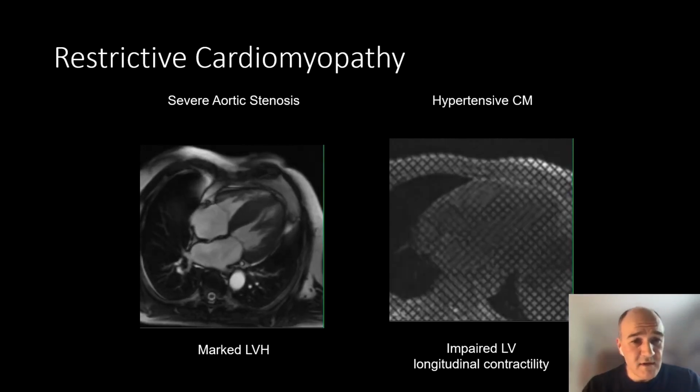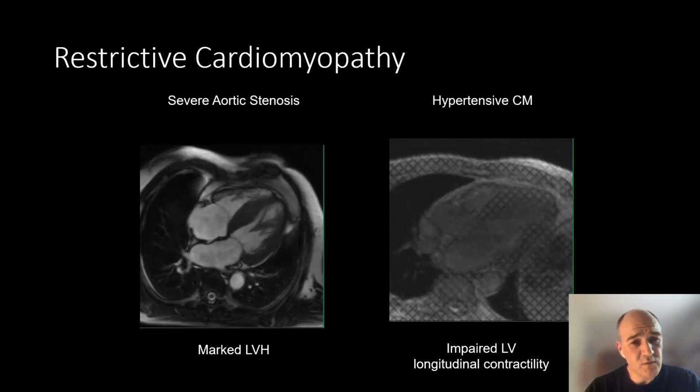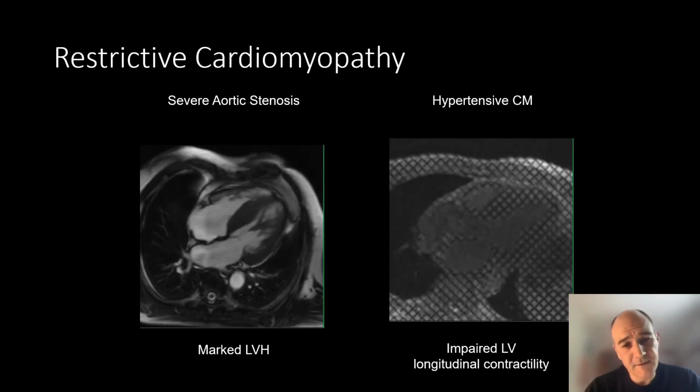So this is an example of a patient with severe aortic stenosis and another patient with hypertensive cardiomyopathy. And you can see with the cine imaging that we have and the tagged images here, you can show how restrictive the myocardial relaxation is, the limitation of impaired longitudinal contractility. So they provide excellent subjective assessments of myocardial contraction and relaxation.